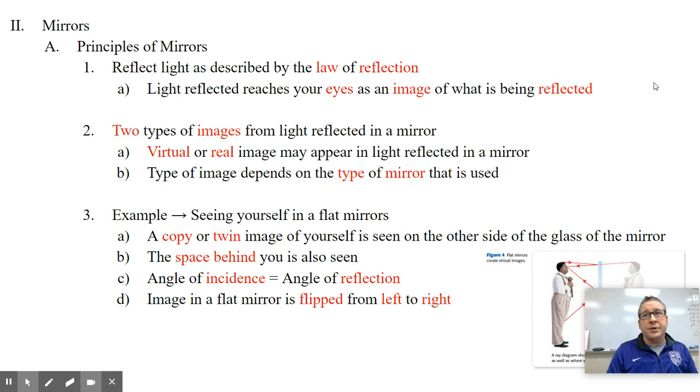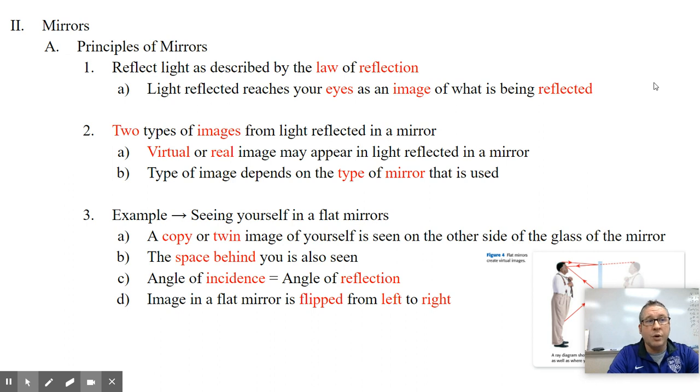Now, we've mentioned mirrors very briefly in today's discussion, so now we have to dive deeper into mirrors, okay? You might think, oh, they are so basic, so simple. I do my hair in front of them, I put my clothes on in front of them, whatever. There's a lot going on with mirrors that you may not know, a lot of science happening in a mirror. So let's look at the principles of mirrors. They reflect light as described by the law of reflection that we just talked about. Light reflected reaches your eyes as an image of what is being reflected.